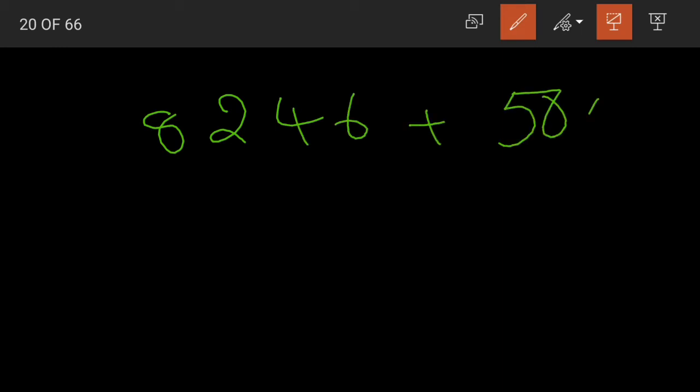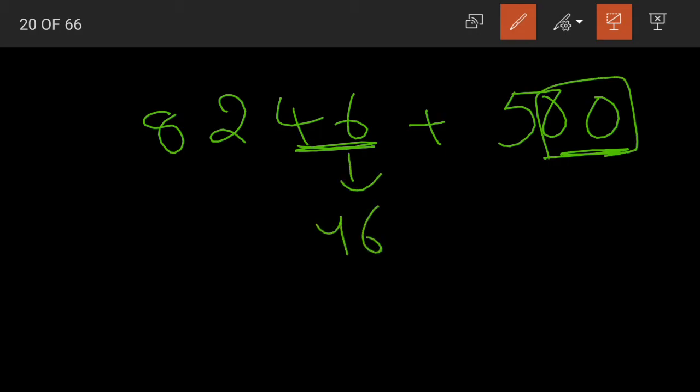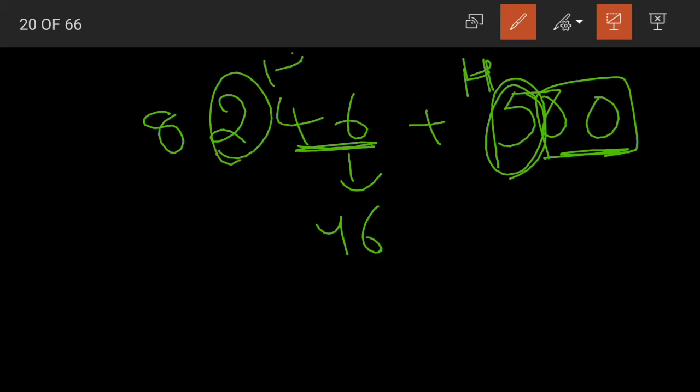Say 8,246 plus suppose 500. Okay? Now how will you do this? Again, one sentence. Here we are having zeros, so the same numbers we'll write. Now 5 is in which place? 5 is in hundreds place. Now in this number 2 is in hundreds place. There is an addition symbol, so we'll add these two.